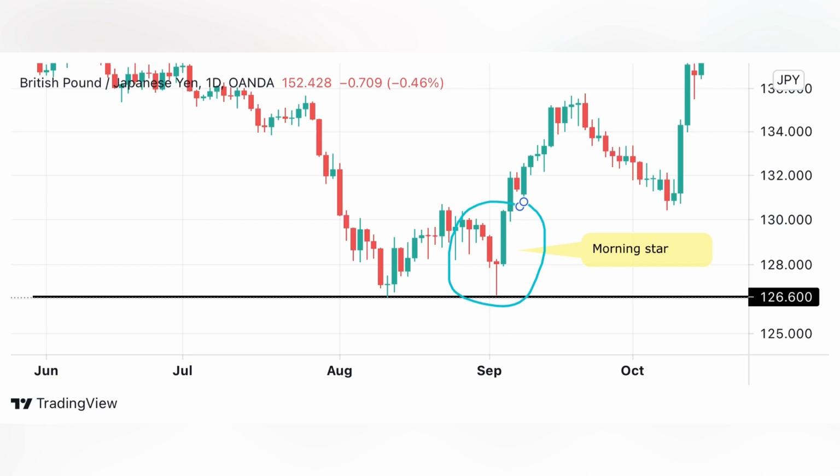So you guys, this is by no means exhaustive. This isn't all the patterns that are out there, but these are my favorite to trade, and so I wanted to share them with you.